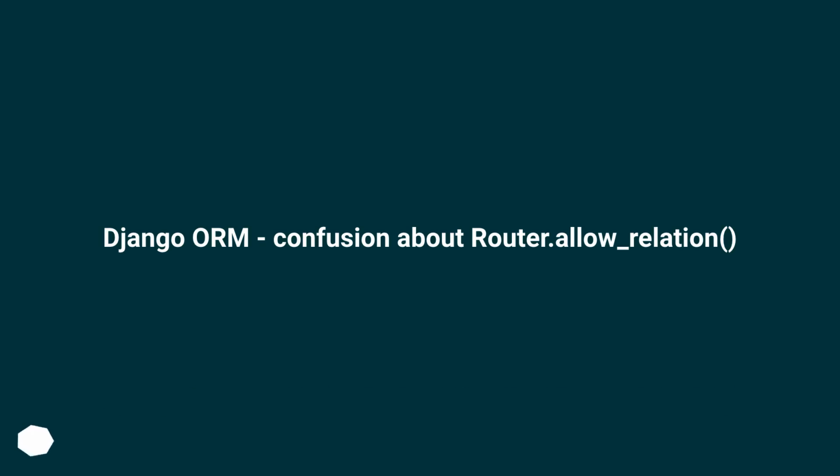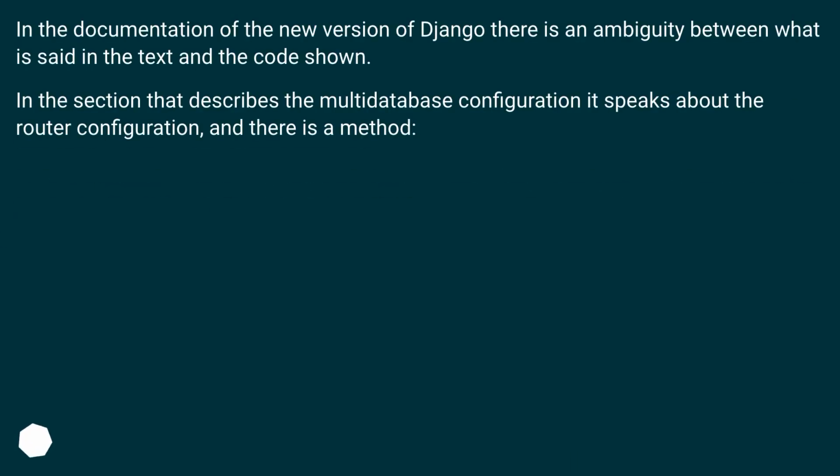Django ORM, confusion about router.allow_relation. In the documentation of the new version of Django, there is an ambiguity between what is said in the text and the code shown. In the section that describes the multi-database configuration, it speaks about the router configuration, and there is a method.